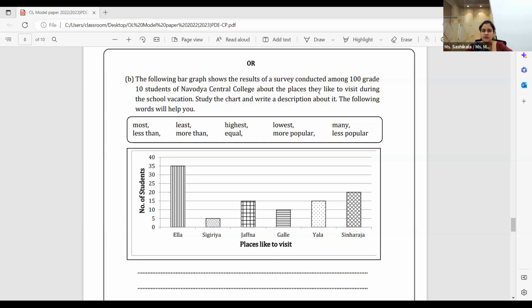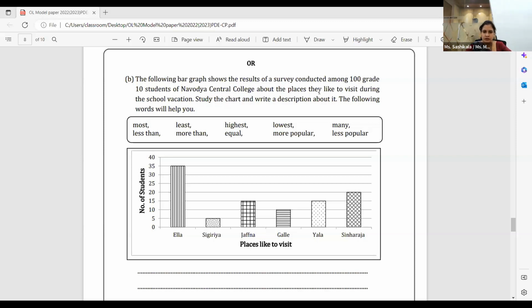You can say the highest number of students like to visit Ella, and the lowest number of students like to visit Sigiriya. But you can use only one of them. No need to write both, most and least, highest and lowest. You can select either of the pair.